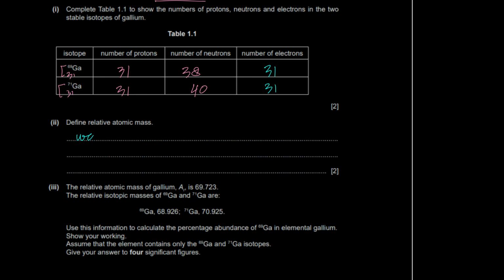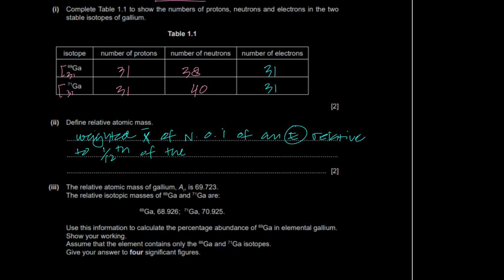Define relative isotopic mass. Again, it is the weighted mean or weighted average mass of naturally occurring isotopes of an element relative to 1/12 of the mass of a carbon 12 atom, where carbon is exactly 12 units. Done and dusted. Next.